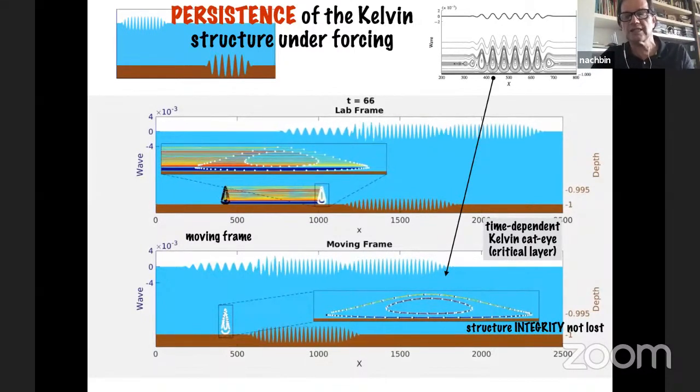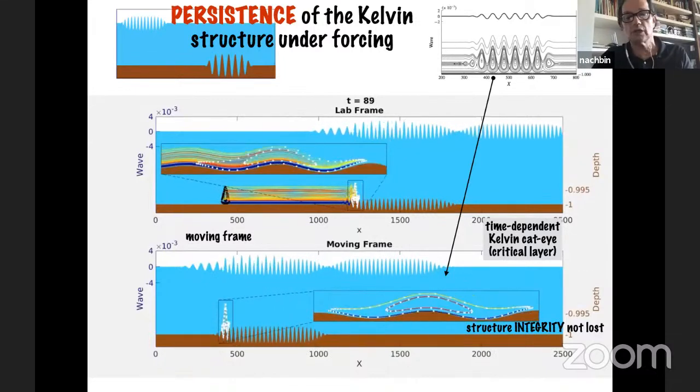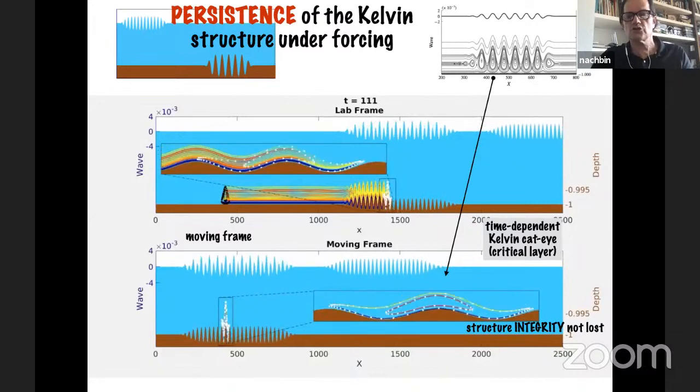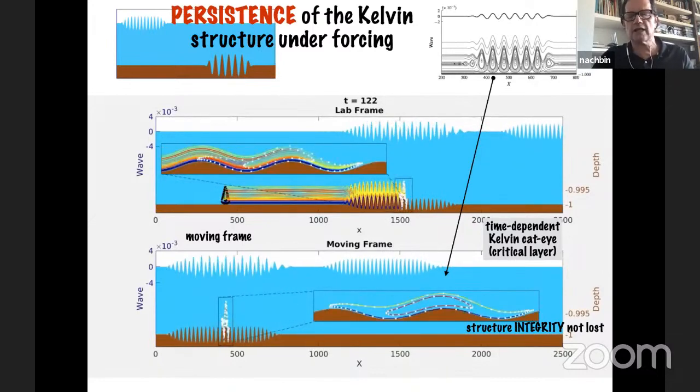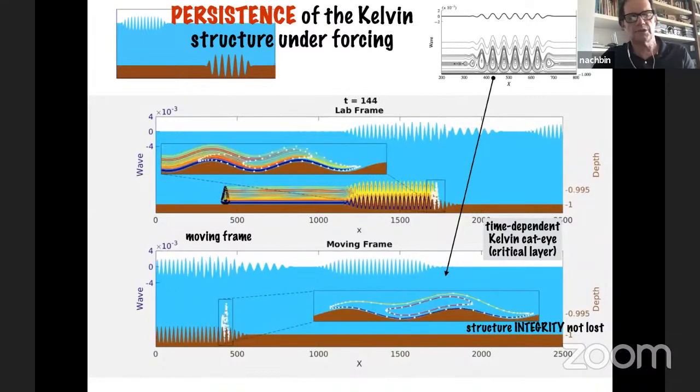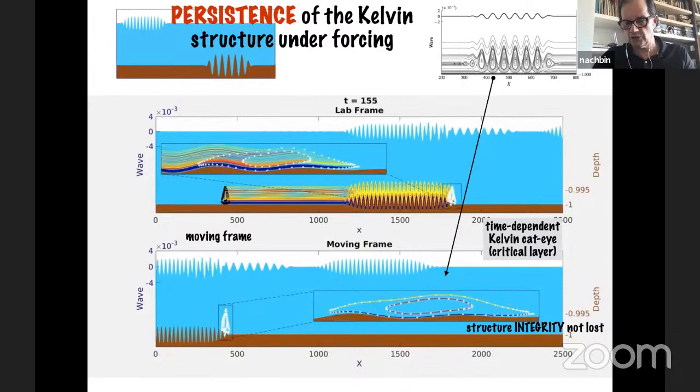And suddenly you're going to see a dance of this thing that is basically a material curve. There it goes. It doesn't lose its integrity. And you have the cat-eye structure interacting with the topography in a nice way, and it comes out of the topography on the other side with its integrity unchanged.